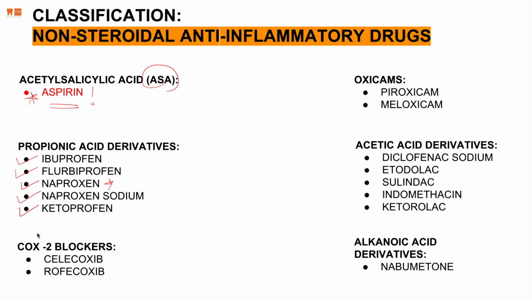Then COX-2 blockers. We'll talk a lot more about the cyclooxygenase to be precise later on, but COX-2 blockers have celecoxib and rofecoxib. We're going to then talk about oxicams, which is piroxicam and meloxicam. And then acetic acid derivatives, which is diclofenac sodium, etodolac, sulindac, indomethacin, and ketorolac. Now these we don't really touch upon, but they're there in the classification. The alkanoic acid derivatives, which is nabumetone. So we're going to mainly focus on this group over here for today in details.